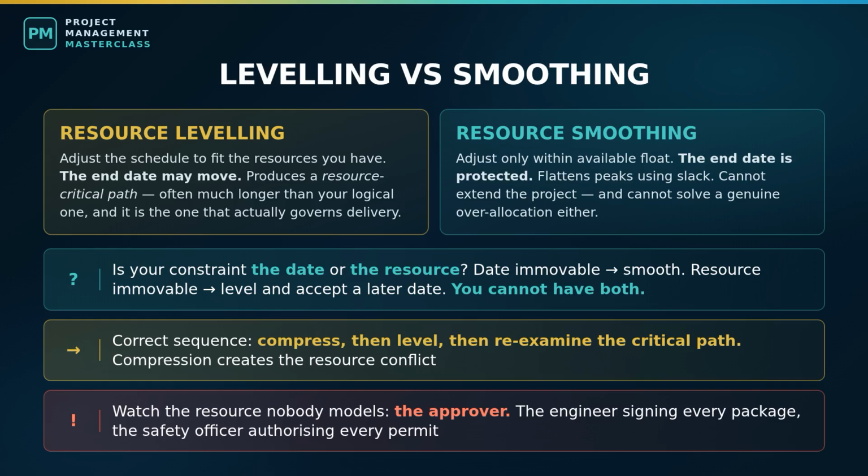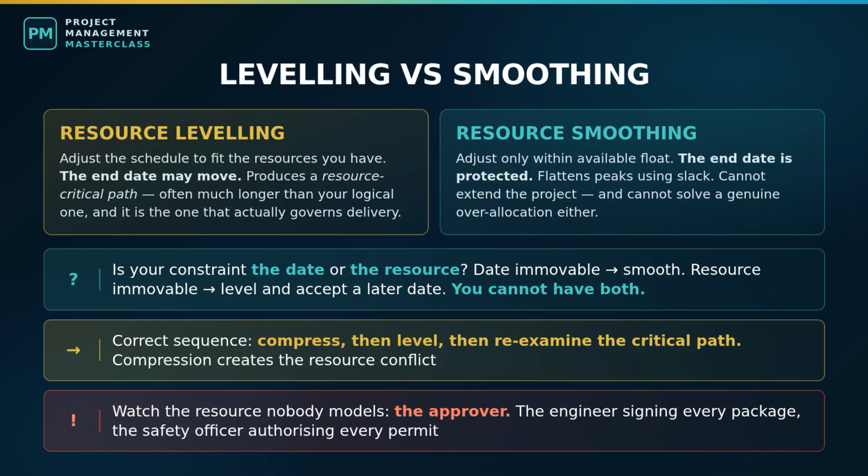Resource leveling. You adjust the schedule to fit the resources you have, and you accept that the end date may move. Leveling usually extends the project, and the critical path can change completely because you have introduced a new kind of constraint. Some tools call the result a resource critical path or a critical chain, the longest path through the network when you account for both logic and resource contention. That path is the one that actually governs delivery.